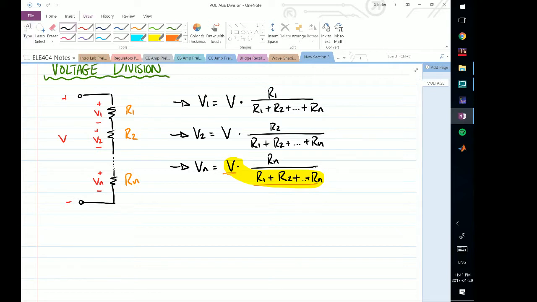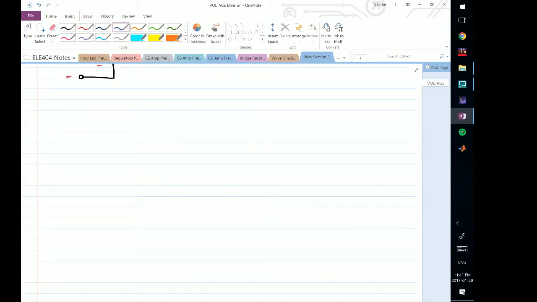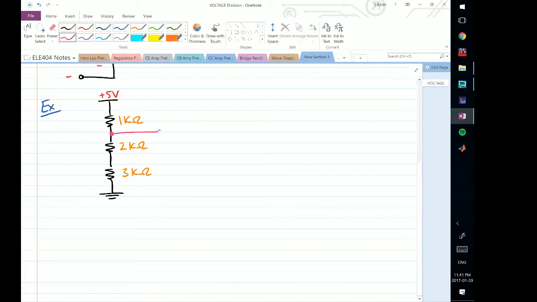So now let's take a look at a very simple numerical example. In this case we have 3 resistors in series, and we have ground. Here we have plus 5 volts, so this will act as my terminal voltage, or my voltage across all 3 of the resistors. Here I have a 1 kilo ohm resistor, here I have a 2 kilo ohm resistor, and here I have a 3 kilo ohm resistor. Now the voltages that I'm interested in are the voltage here, I will call V1, as well as the voltage here, and I'll call this V2.